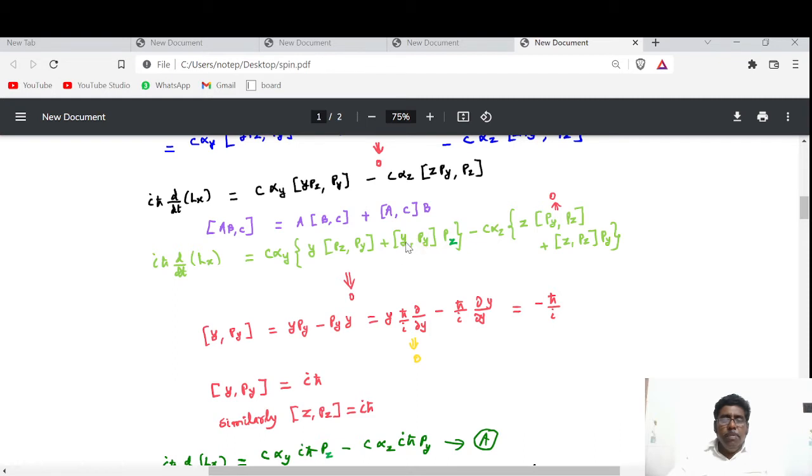Say [y, py] value is iħ. Similarly, [z, pz] is also iħ. So this is the way of getting the value of [y, py]. Inside the computation, [y, py] is equal to y py minus py y. This is the expansion for this. py, the y component of momentum operator, is ħ/i into ∂/∂y. So y into ħ/i into ∂/∂y minus, once again the y component of the operator, ħ/i into ∂/∂y of y.